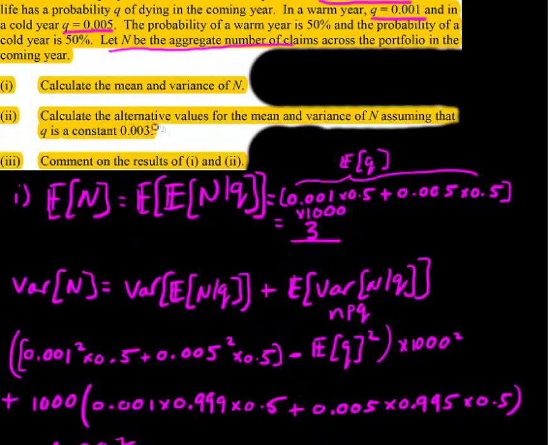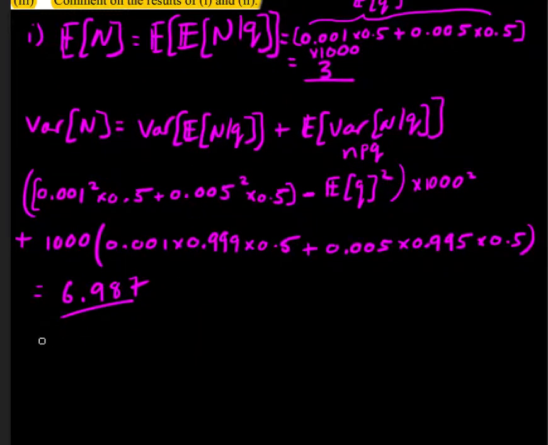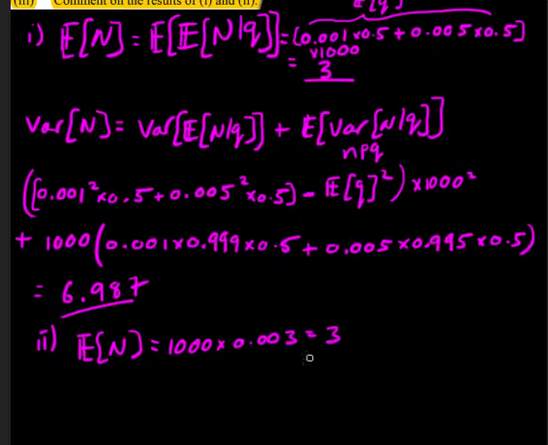Then it says to calculate the alternative values, so do it all again for mean and variance of N, assuming that Q is now constant at 0.003. So that should hopefully be a quick thing to figure out. And so in an alternative world where we're not relying on the weather, 50-50 being hot or cold, the expectation of N is 1000 times this, Q of 0.003. And that one should easily be able to work out in the head, which is 3.